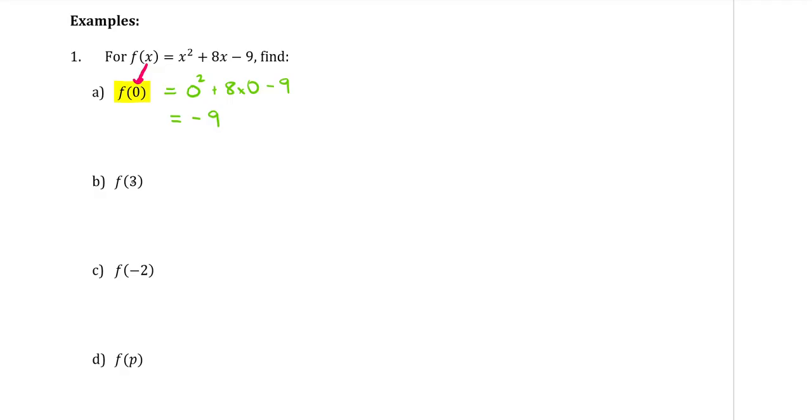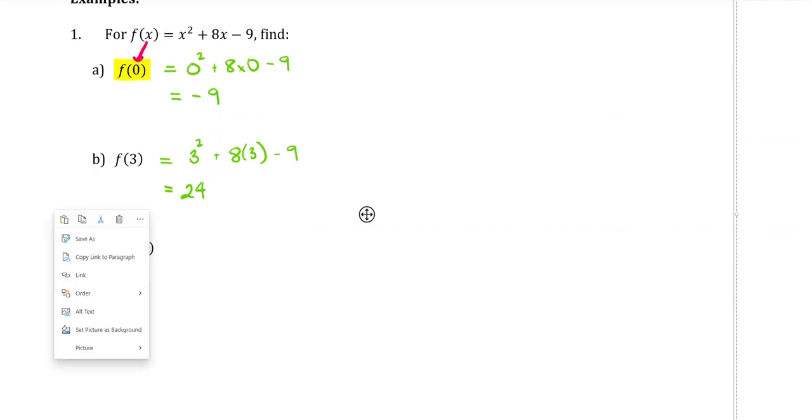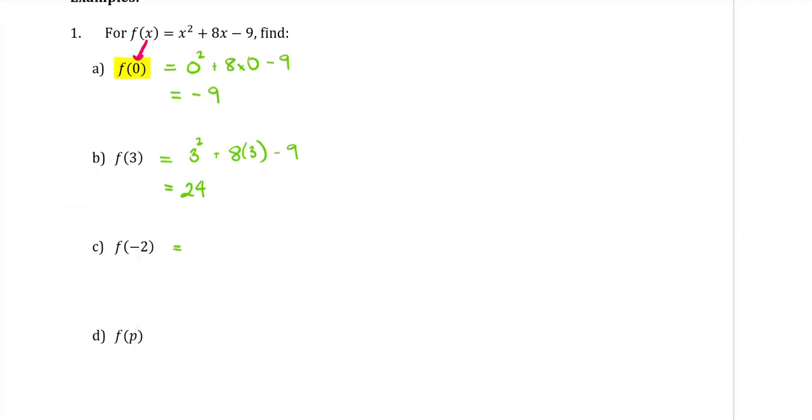So if I want to know what f of 3 is, now the x is equal to 3. And I substitute 3 into the right-hand side of my equation. 3 squared plus 8 times 3 minus 9. That is equal to 24. f of minus 2 means that we're going to sub minus 2 into our equation for the x value. So it's minus 2 squared plus 8 times minus 2 minus 9. Type that into your calculator and you will get negative 21.